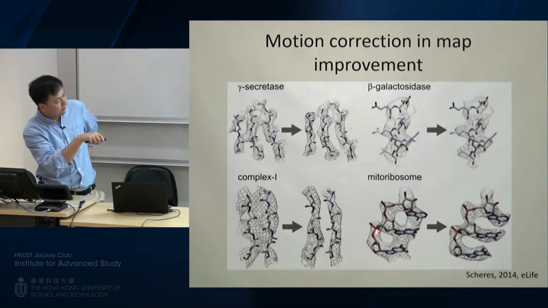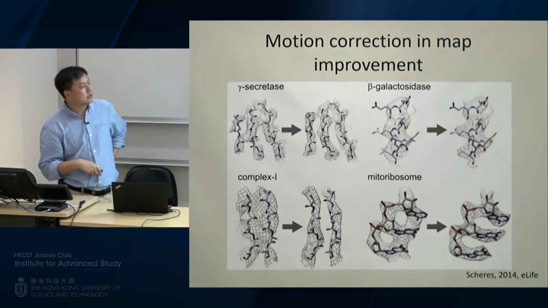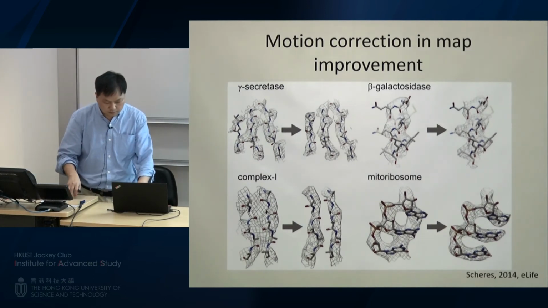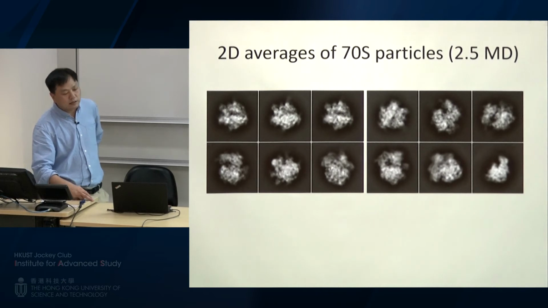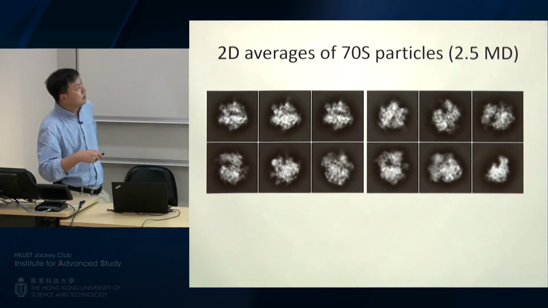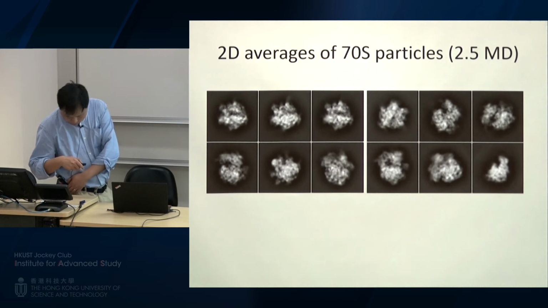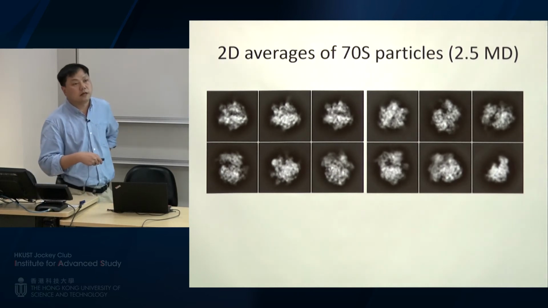For example, if you look at the region of the nucleic acid, we will see that after the motion correction, using the new particles from motion correction, the map is better resolved. Then we can see a very good separation of bases. So the motion correction is important for getting high resolution structures, especially for smaller sized particles.